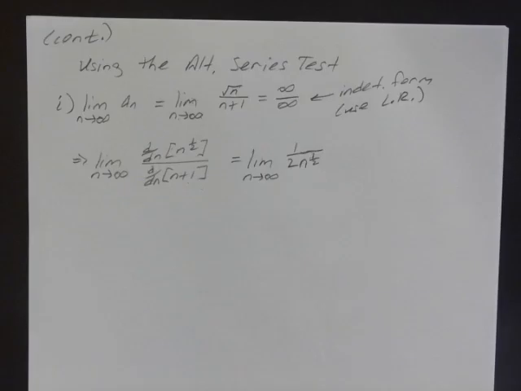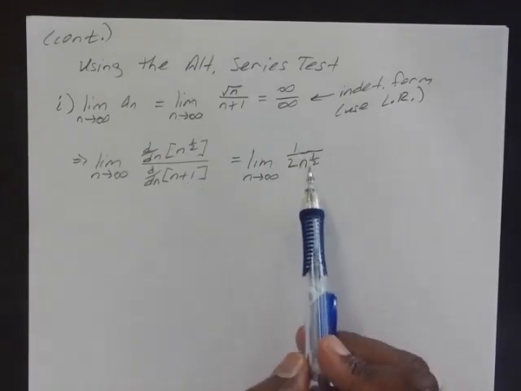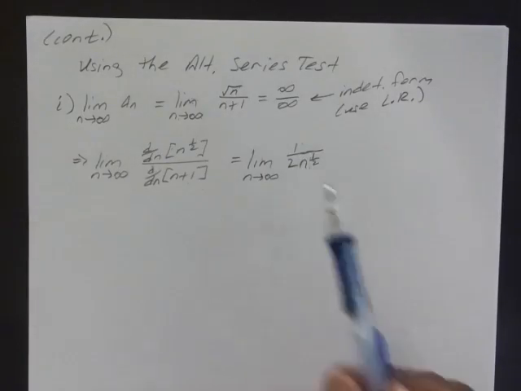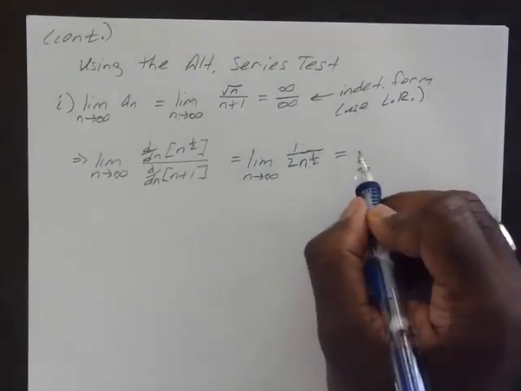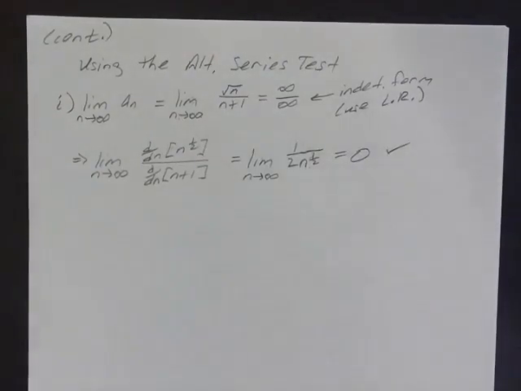So again, we know that whenever you have a constant divided by a number that's getting bigger and bigger and bigger, that limit is just going to be 0. So it passes the first condition.